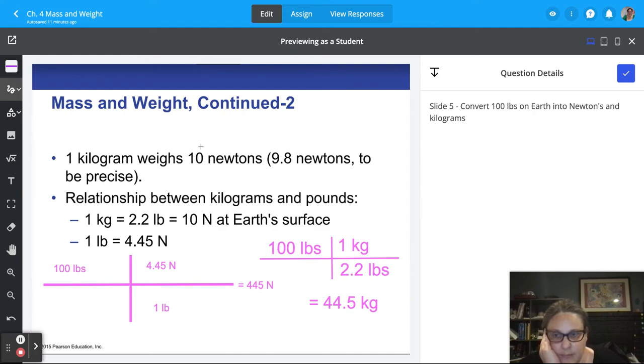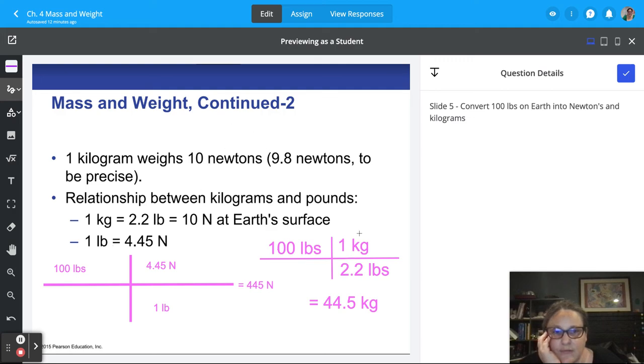All right, slide number 5. Weight continued. 1 kilogram weighs 10 newtons, or 9.8 newtons to be precise. The relationship between kilograms and pounds: 1 kilogram equals 2.2 pounds equals 10 newtons at Earth's surface. 1 pound equals 4.45 newtons.